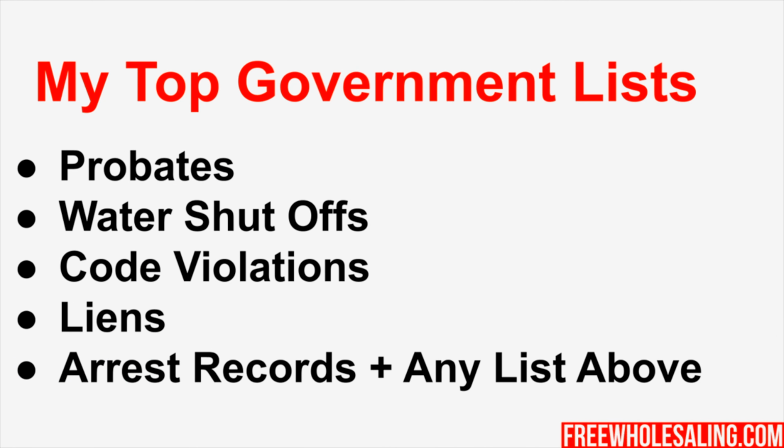Now, these are my top government lists. I just kind of listed them here for you guys. These are my probates. These are the water shutoffs. These are the code violations, the liens, and then the arrest record list with any of the list above. Now, let me sort of explain. So probates, basically somebody passes away. More or less, we're going after the heirs of those properties. It's a very, very good one.